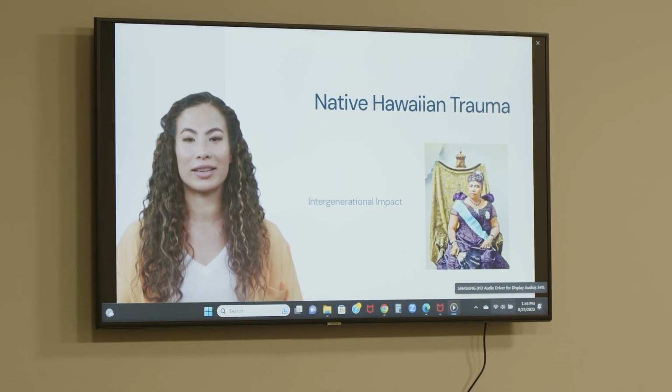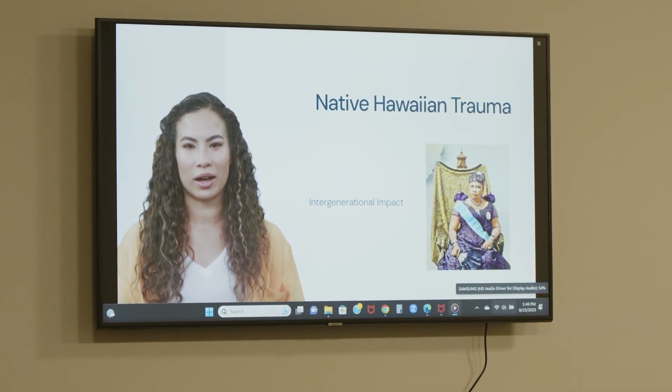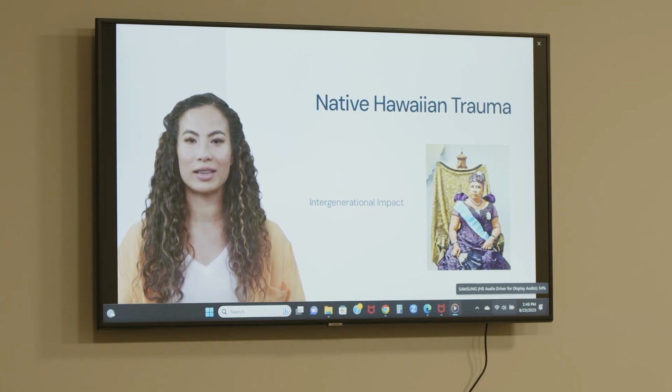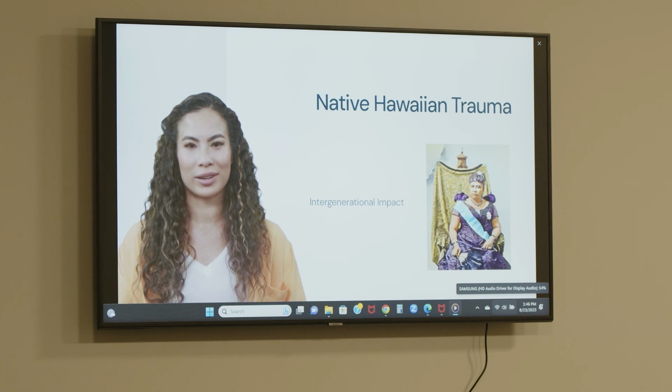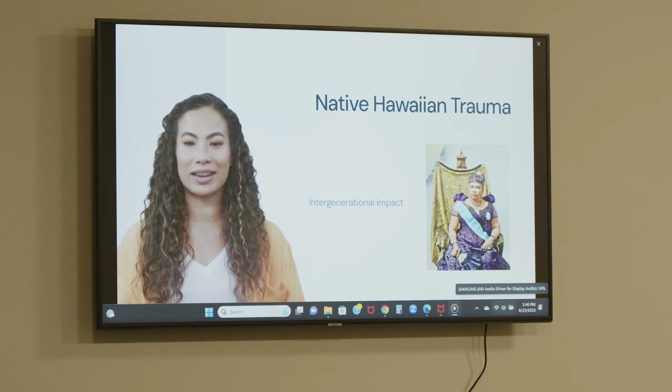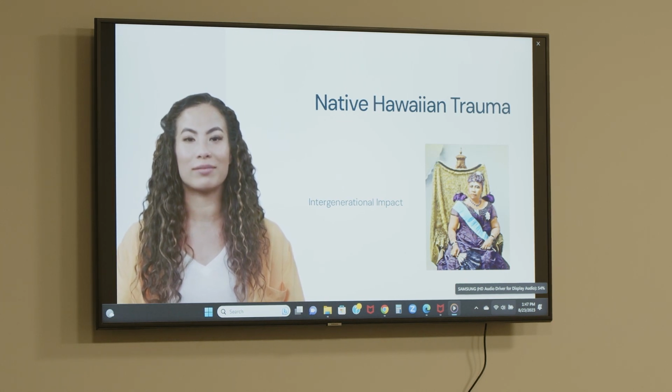Overthrow of the Hawaiian Kingdom. In 1893, a group of American and European businessmen, aided by United States Marines, overthrew Queen Liliuokalani, the last reigning monarch of the Hawaiian Kingdom. Hawaii was then annexed to the United States in 1898, despite significant opposition from the Native Hawaiian population.